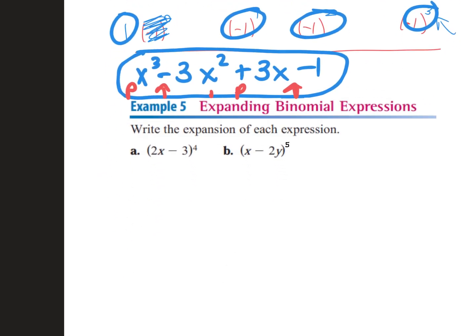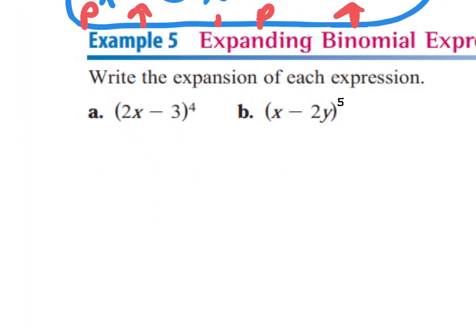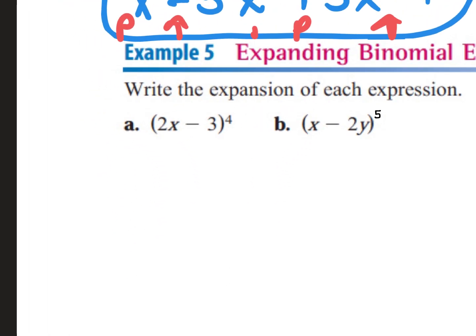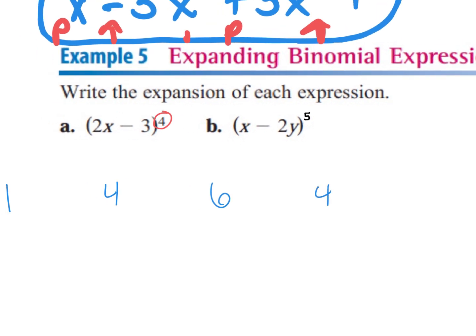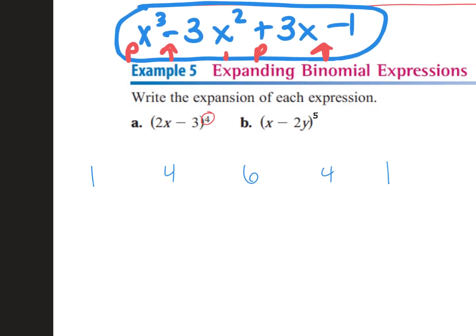So let's do these next two, these last two examples, and then you guys should be working on your quiz review. We'll go over it tomorrow, any questions you have, and prepare you for your quiz. So if I look at A, I have 2x minus 3 to the fourth power. So what is the fourth row? Well, that row is going to be 1, 4, 6, 4, 1. Now again, go ahead and build your triangle at the beginning so you have it.